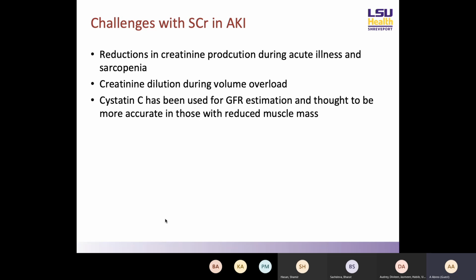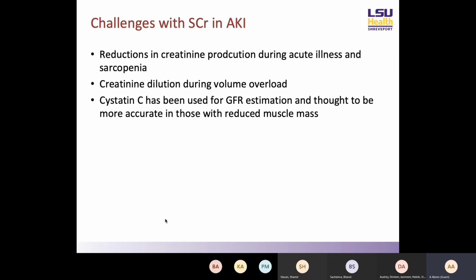One of them is, in acute illness, you're going to get reductions, and especially if you have sarcopenia or very poor muscle mass. So one thing you can do to get around that is cystatin C for the estimation if the patient has low muscle mass. Cystatin C is thought to be more accurate in that setting. And we actually have cystatin C available in our hospital. We used it on one patient last year in clinic, where we thought the serum creatinine may not be accurate.